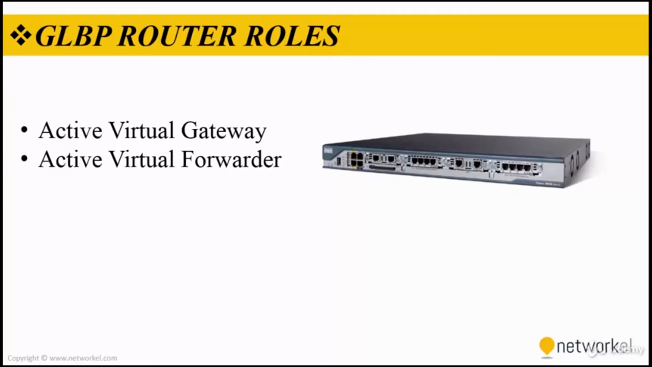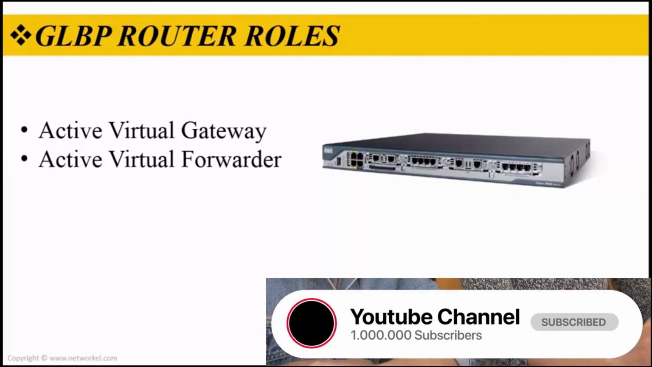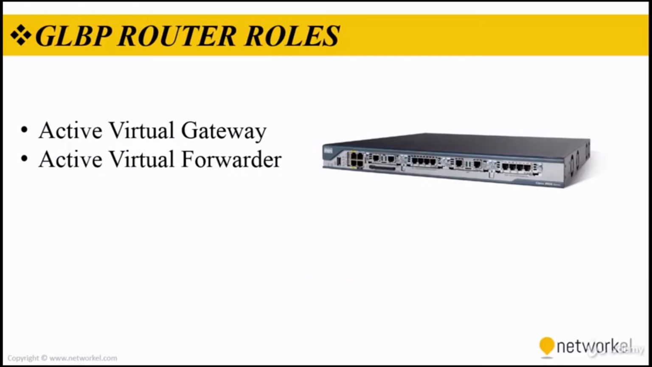One of the main tasks of Active Virtual Gateway is to listen to ARP requests that are towards the default gateway IP address and respond to this request with the MAC address of GLBP group members. Thus, Active Virtual Gateway also provides load sharing between members. Each gateway is responsible for forwarding packets sent to the virtual MAC address assigned by the Active Virtual Gateway, and these gateways are called Active Virtual Forwarders. Within the GLBP group, there can be up to 4 Active Virtual Forwarders.